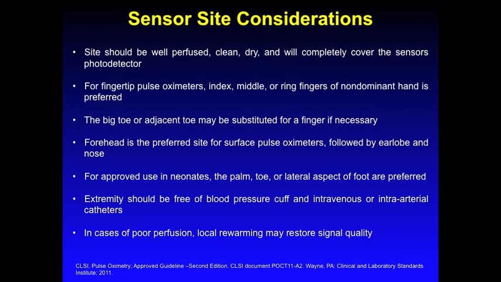The forehead is the preferred site for surface pulse oximeters, followed by the earlobe, then the nose. For approved use in neonates, the palm, toe, or lateral aspect of the foot are preferred. The sensor site extremities should be free of blood pressure cuffs or intravenous or intra-arterial catheters. And in the cases of poor perfusion, local rewarming may restore signal quality.